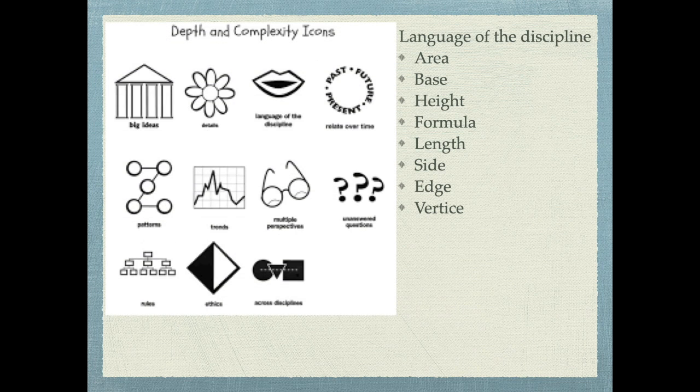I want you to be using these words when we're talking about it. I want you to say area, base, height, formula, length, side, edge, vertice, or vertex. I want you to use the language of the discipline because I want you speaking correctly so you can understand correctly. Let's warm up with a little true-false, just to get our brains working this morning.